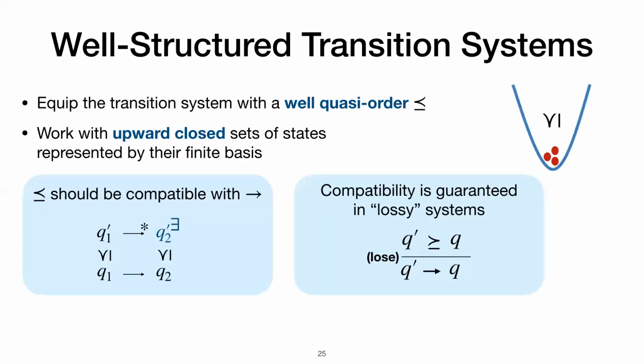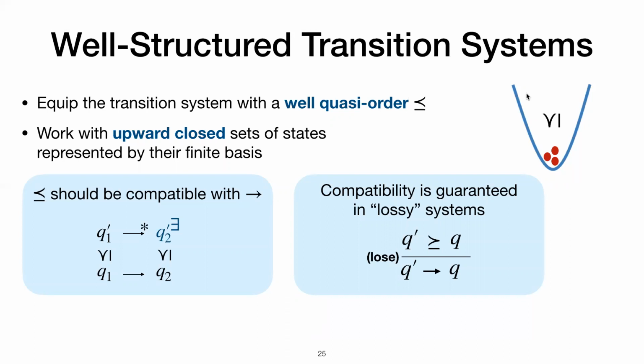So the idea is to equip the system with some well quasi-order, and then we will use as the set S upwards closed sets of states. A set that is upwards closed can be represented by the set of minimal elements, a finite basis, a set of minimal elements in this order. So we will use this to represent infinite sets, and this also guarantees termination.